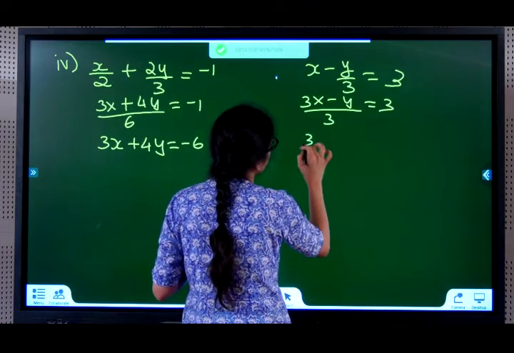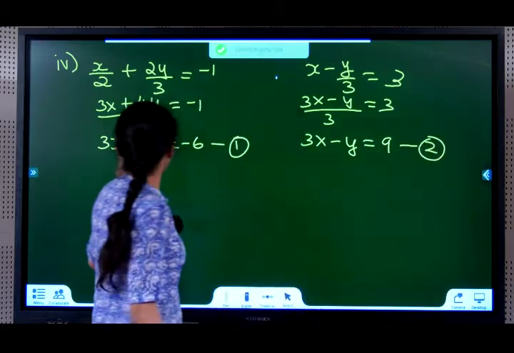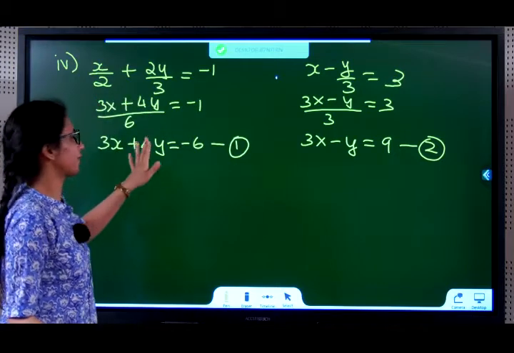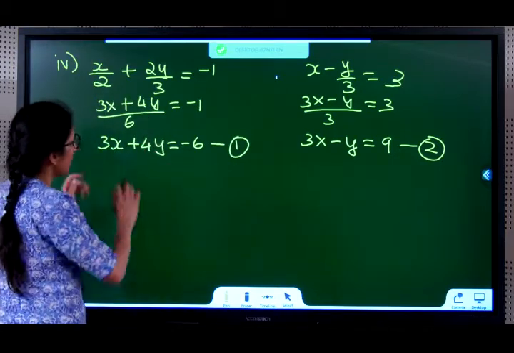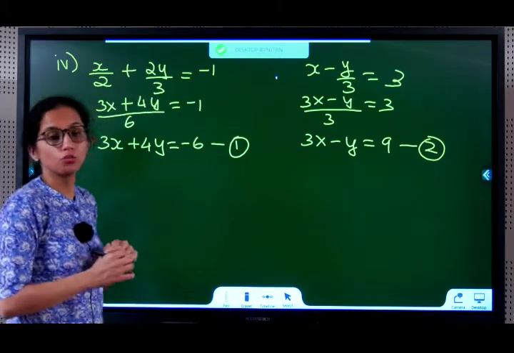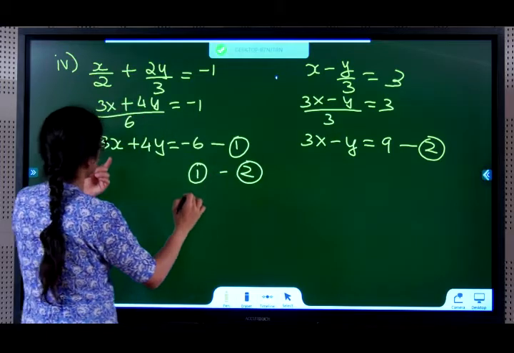Send the 3 that side. 3x minus y is equal to 9. Let's call this equation 2. As you can see, the coefficients of x are already the same. Please don't try to make the coefficient of y the same, because your work is already done. But this is also plus and this is also plus. So you have to go in for subtraction to remove one of the x's. So I will do 1 minus 2. You can also do 2 minus 1.